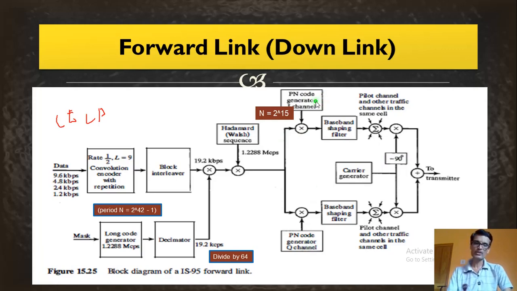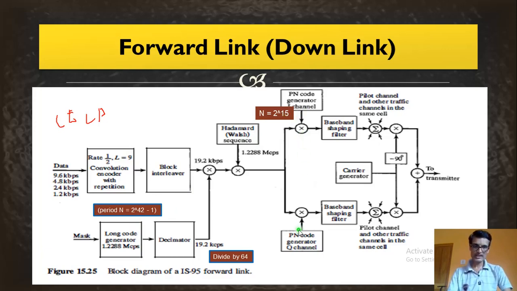This PN code is again a unique orthogonal PN code, and it's a short sequence. This is the long code; this is a short code PN sequence generator because the length is 2 power 15 here. There it was 2 power 42 minus 1, here it is 2 power 15, so it is called short code. Again, one more spreading is done by using this.